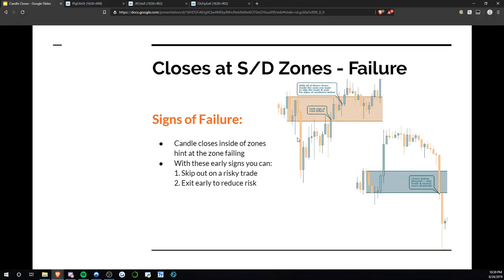I try to leave trade management up to you guys a little bit, because I don't want to be responsible for trying to tell you how to manage trades. There's a lot that comes with it, and it's really personal and up to your individual strategy.